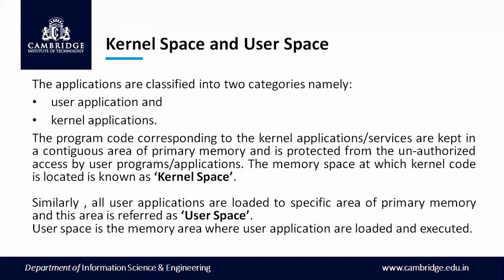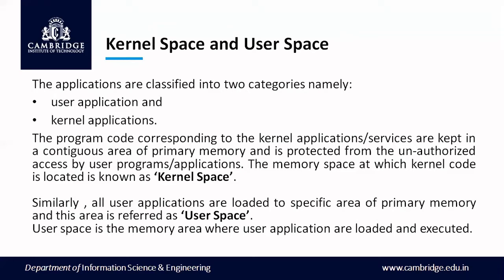So the memory space at which kernel code is located is known as kernel space. This is where you store the programs related to the execution of the kernel, which are not required from the user side at all. That kind of program space, the memory space at which the kernel code is located, is known as kernel space. Similarly, all user applications.